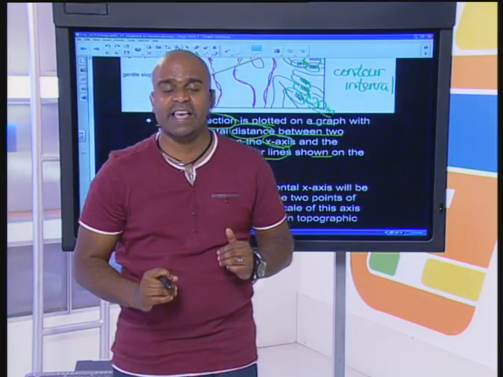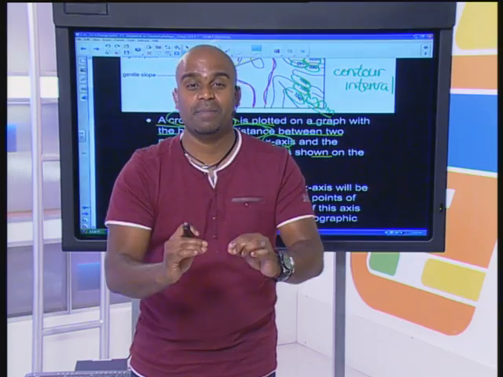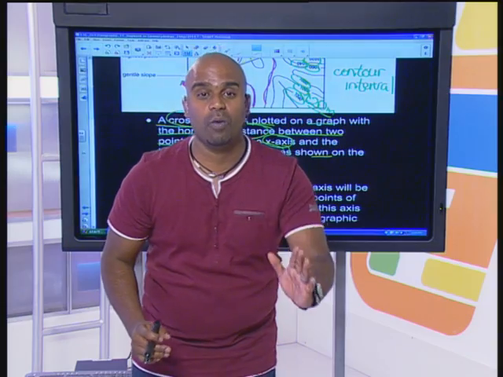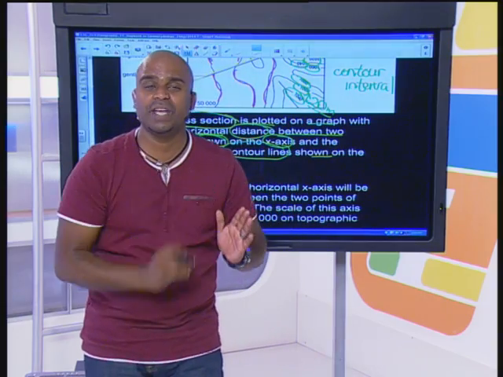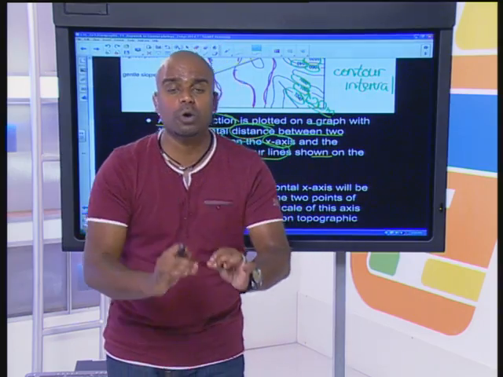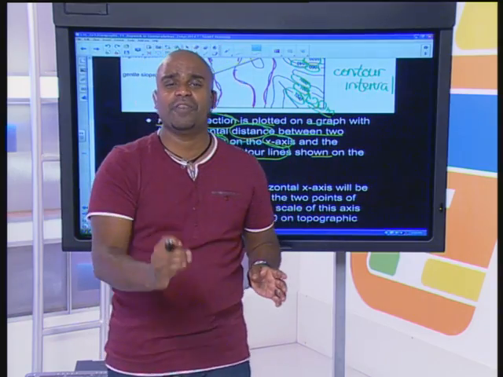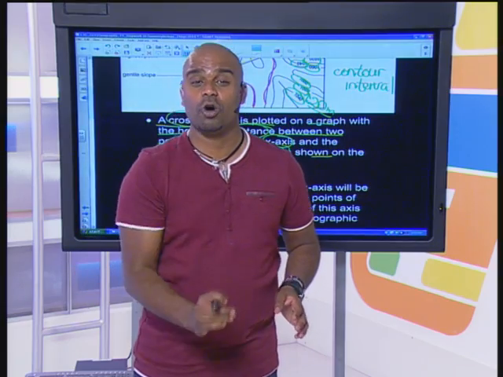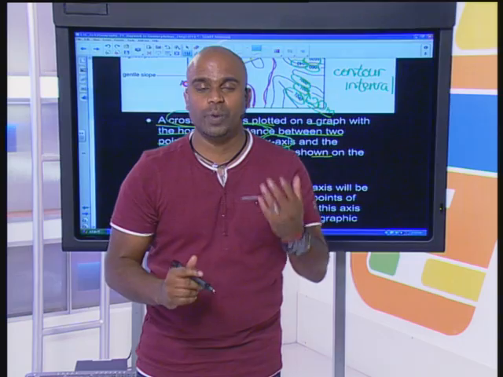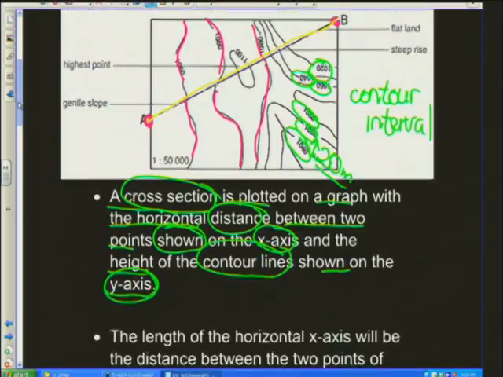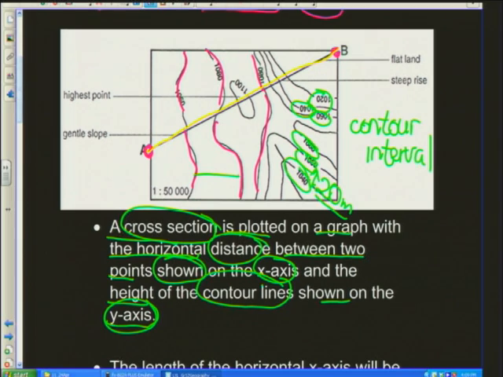What is on your x-axis? Remember, the distance between the contour lines. What is on your y-axis? The contour interval, which we've established as being 20 meters. On most, if not all, South African topographical maps, 1:50,000, your contour interval is always 20 meters. And again, remember, the contour interval is the distance between two contour lines.